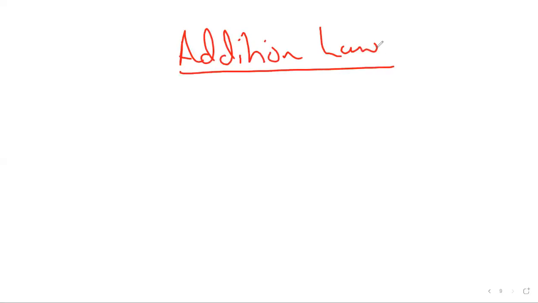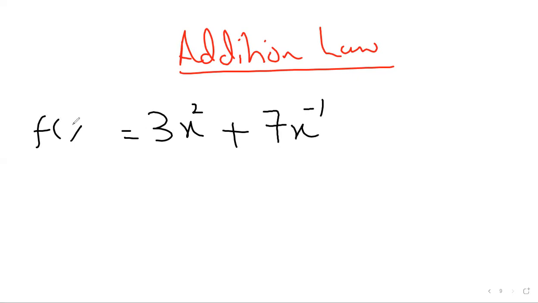Now, come to the addition law. If you are remembering it with the law, it's fine. If you are not remembering it with the law, it's also fine. Simple. Two functions are there and you need to find the derivative of both functions with the plus sign. Addition law. The same strategy will be followed in subtraction.